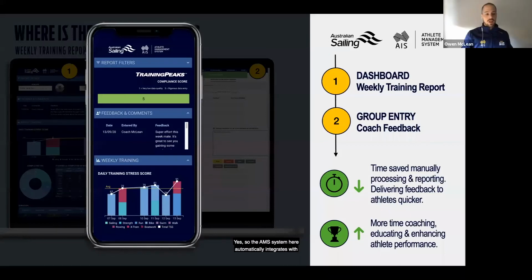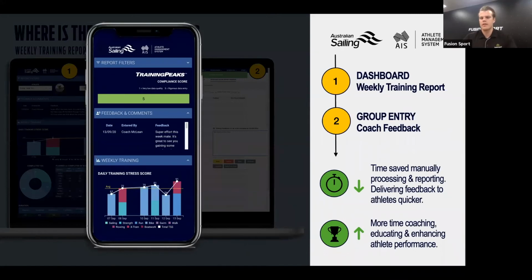Yeah, so the AMS system here automatically integrates with these devices and platforms and just feeds straight into the athlete's account, really. It's really that easy, and we can display all this information together in the one place. And Jeff, sorry, you're doing a fair bit of your prescription on TrainingPeaks?